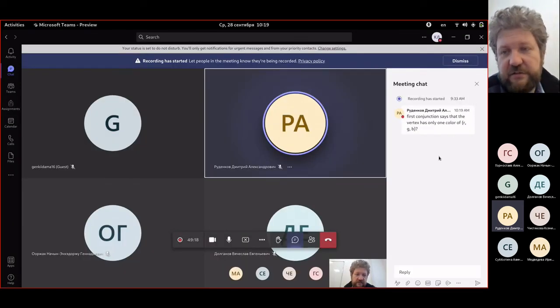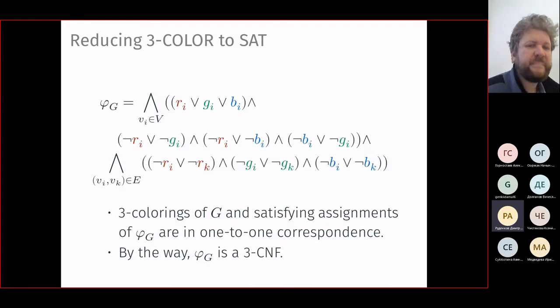First conjunction, yes, there was a question that the first conjunction says that each vertex has only one color of RGB. Yep, this is right. So this was a question in the chat. Okay. So yeah, it says 3CNF.